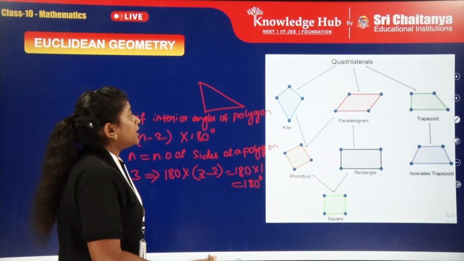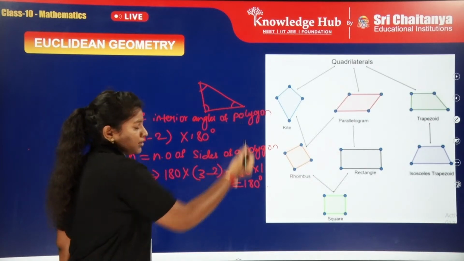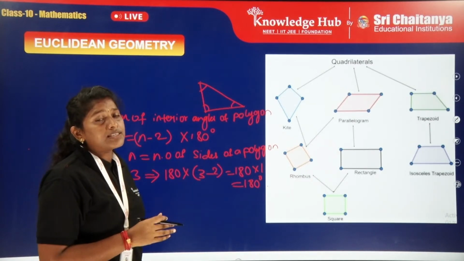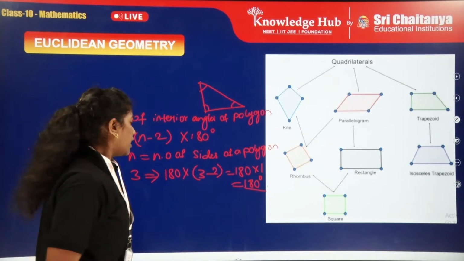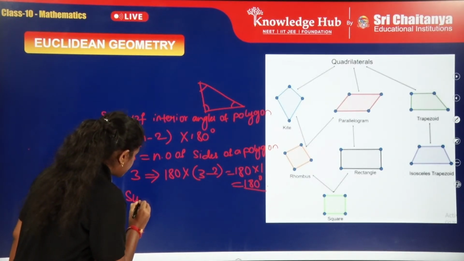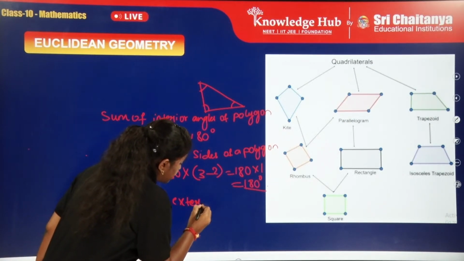Sum of interior angles means here we have the 3 angles inside the triangle, and if you take the sum of those 3 angles, you will get the value equal to 180 degrees. Now moving to the next, sum of exterior angles.